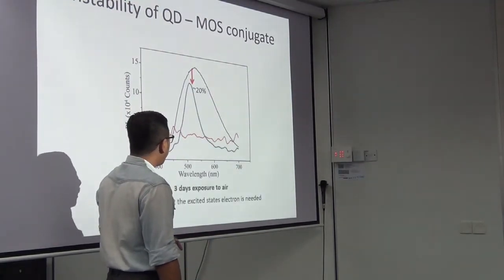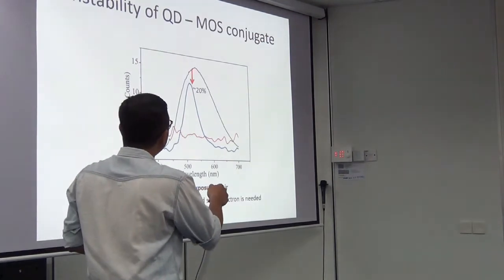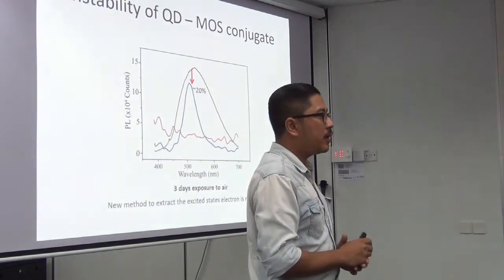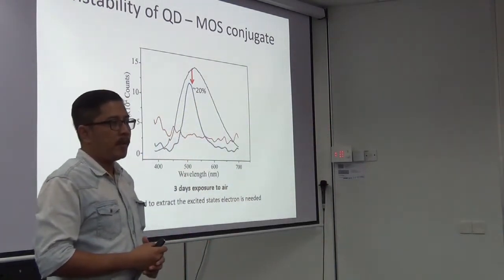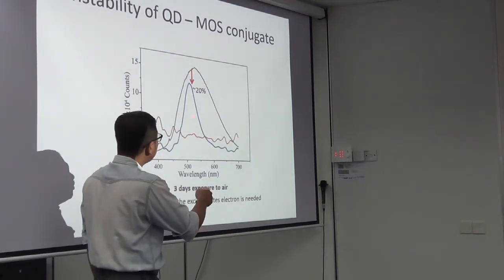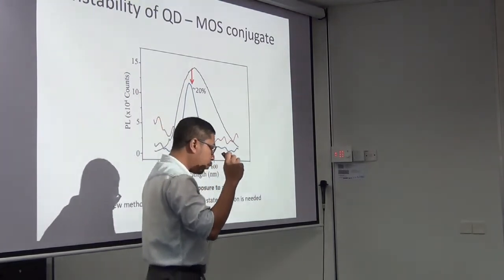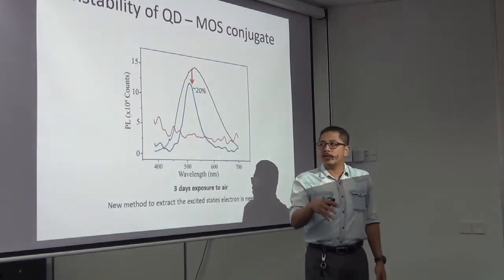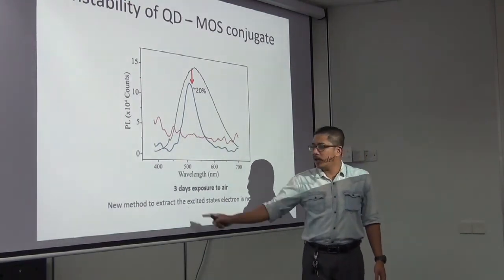100%. This is what happened after 3 days of exposure to air. You only get 20% electron injection after 3 days of fabrication. So the efficiency has degraded very significantly over time. Within 3 days, from 100% electron injection, the efficiency has decreased to only 20%. This is serious. Even though we could get 100% electron injection efficiency during the first day, the freshly baked quantum dot MOS conjugate, after 3 days it degraded to 20%. This is not good. So we need a new method.